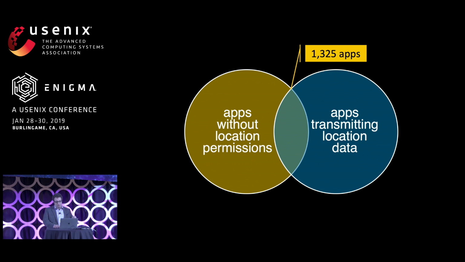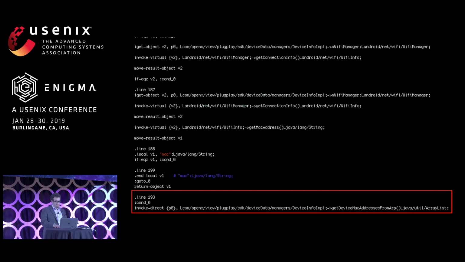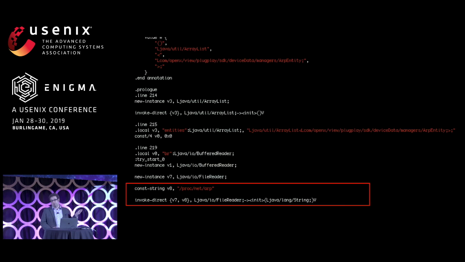At this point, this is when we start disassembling apps to try and figure out how it's possible that they're getting this location data, and that led to this. Here's an example. This might be hard to read. This is a disassembled ad SDK. It calls the Android API is permission granted for access Wi-Fi state. That's the permission that protects information about the Wi-Fi hotspot, which then could be used to infer the user's location. If Wi-Fi state was not granted, it jumps to calling get device MAC address from ARP. What does that do? Why, it opens the proc file system and just reads the ARP table directly from there.